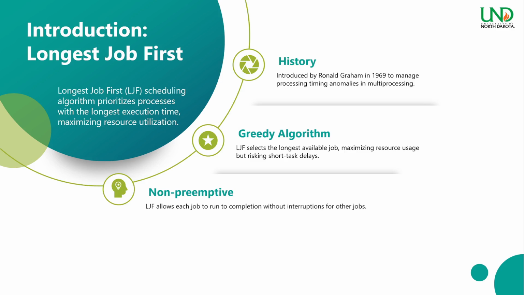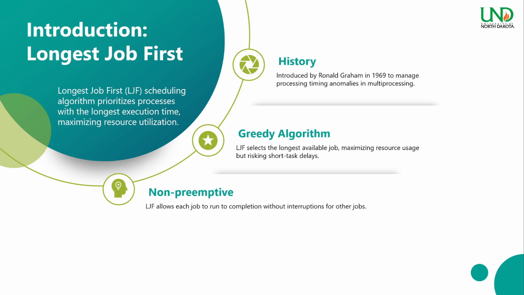These anomalies highlighted inefficiencies in task scheduling known as the identical machines problem, where the challenge is to distribute tasks evenly across identical processors while minimizing the delays. The longest job first algorithm attempts to mitigate these issues by optimizing resource allocation through its selection process.